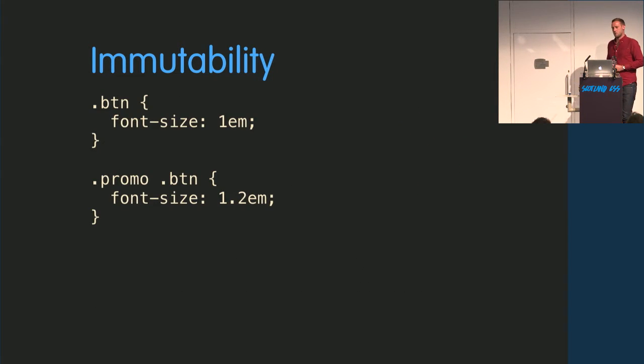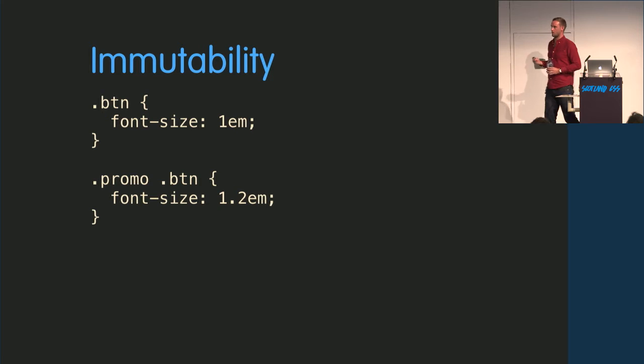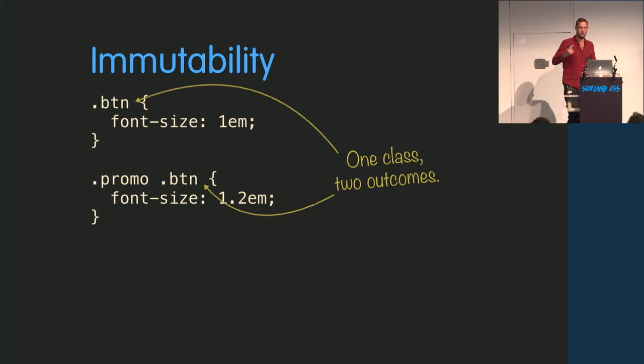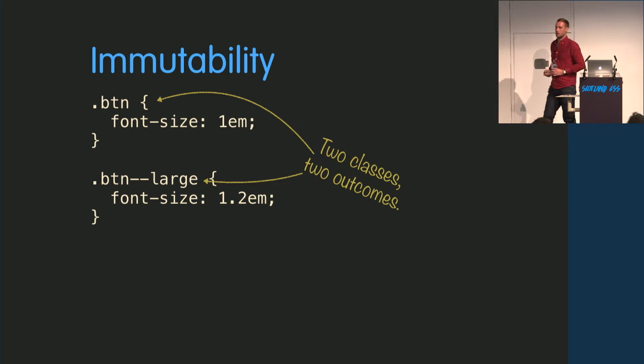Further examples of mutations in CSS. We've got a button, and it's got a certain font size on it, but when it's in the promo area, we want to increase that font size. We could use a selector like this, but the problem is we've got a mutation. We've got one input, which is class equals button, but we've got two outputs: button and button in the promo. The problem with this is that it's mutating button directly. Button has two potential states. Simple fix again: use another class, right?